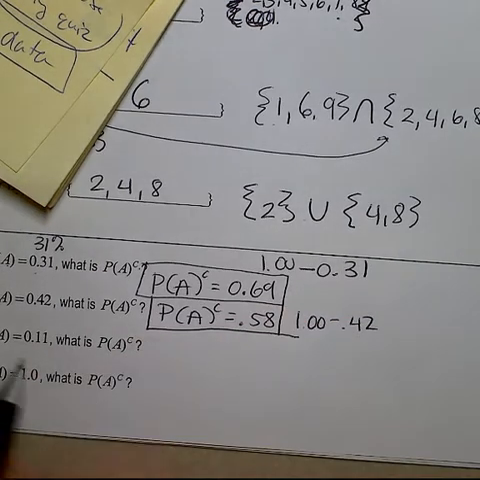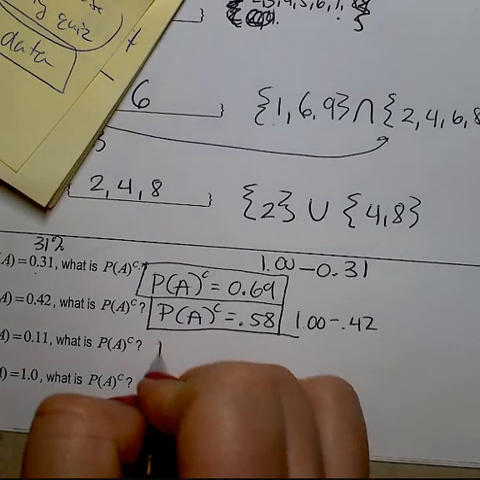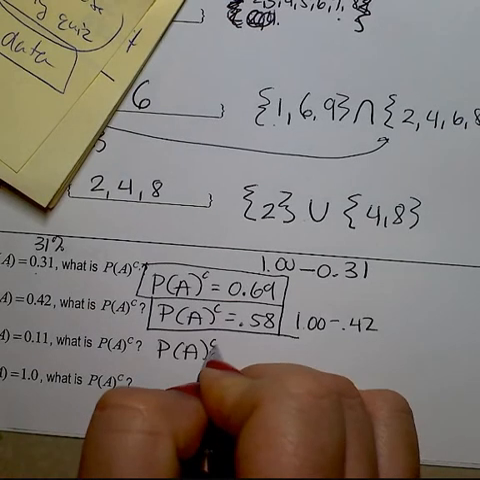Okay, so the probability of A complement, if you're told the probability of A occurring is 11% or 0.11, the answer would be 0.89. And the final one, this is a little tricky. If they tell you there's a 100% chance of A occurring, then what's the chance of A complement? 0. 0% chance of A complement.